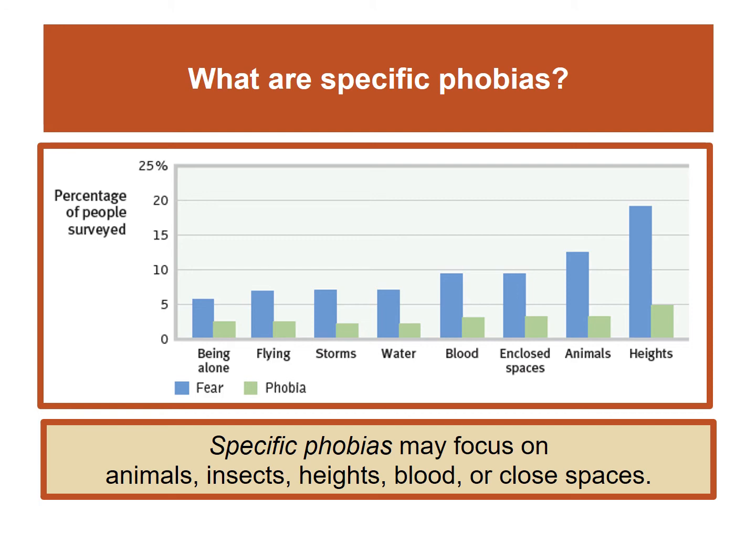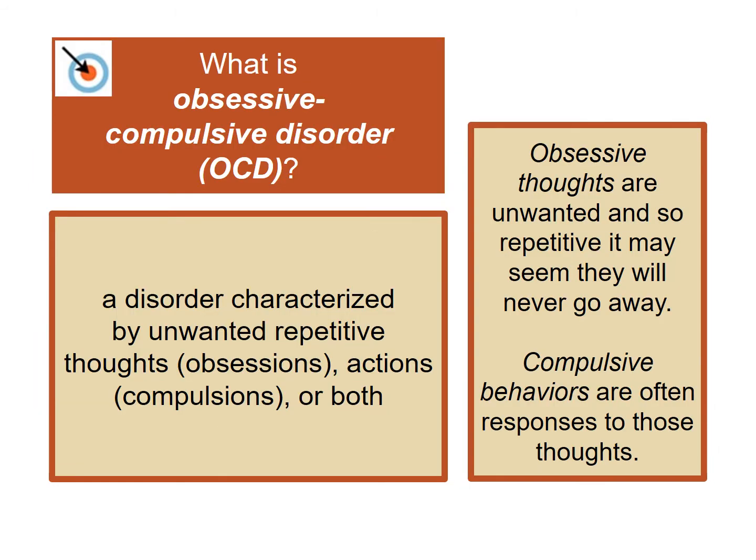What are specific phobias? Specific phobias may focus on animals, insects, heights, blood, or close spaces. Now notice that the blue is fear and the green are phobias. So there is a much higher level of fear of heights compared to actual phobia of heights, and all the rest. What is OCD, obsessive compulsive disorder? This is a disorder characterized by unwanted repetitive thoughts, obsessions, actions, compulsions, or both.